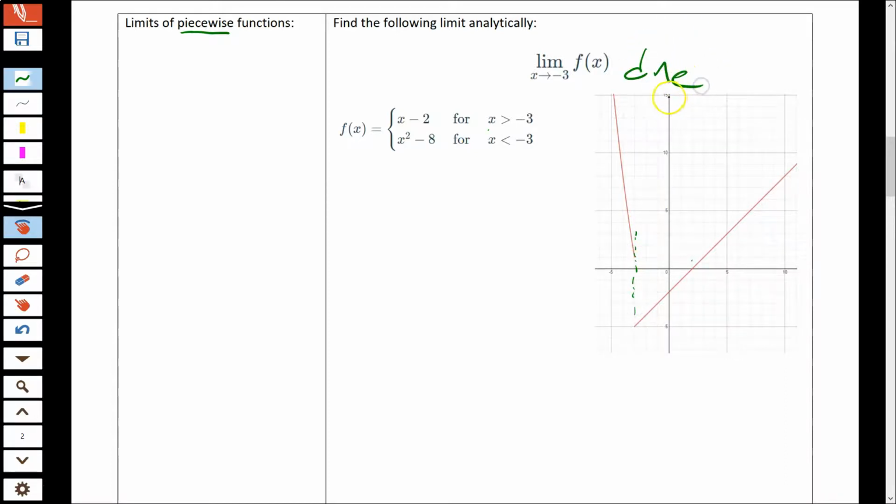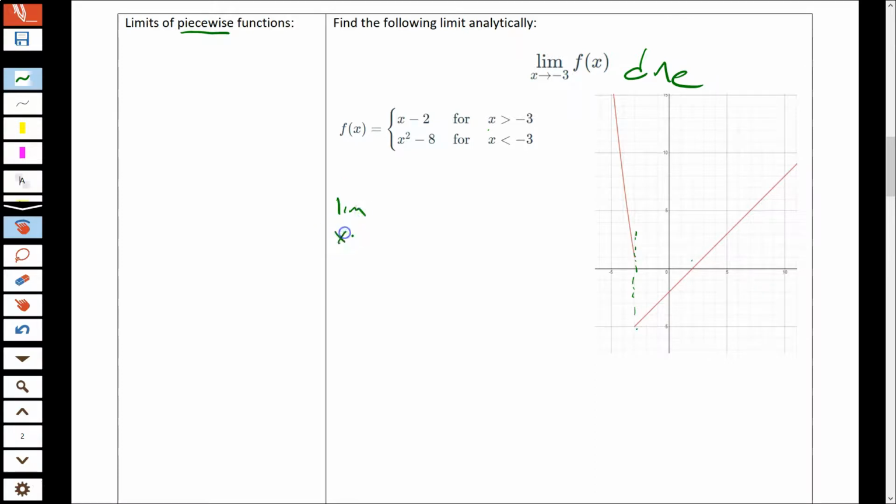And we already know from our work on limits graphically that this limit does not exist, because I approach a y value from the left, I approach 1, but from the right I approach -5. So our left and right limits are not equal. So how will we check that analytically?